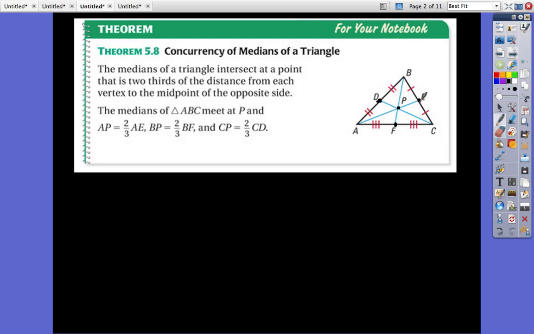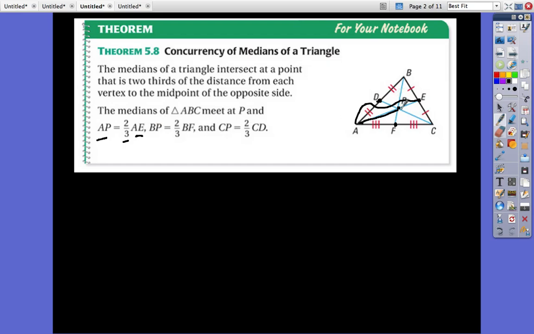AE is cut into two parts. There's segment AP and segment PE. These two parts have a special relationship. The length of AP is 2/3 the length of AE. So the whole thing, AE, would represent the whole, and the part AP is 2/3 of the whole thing.